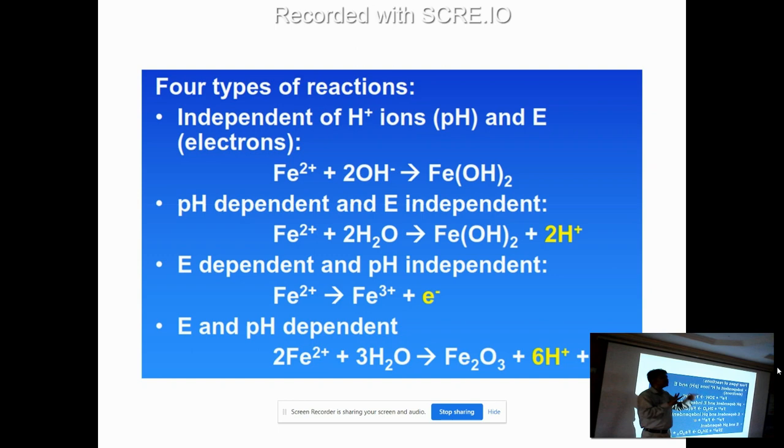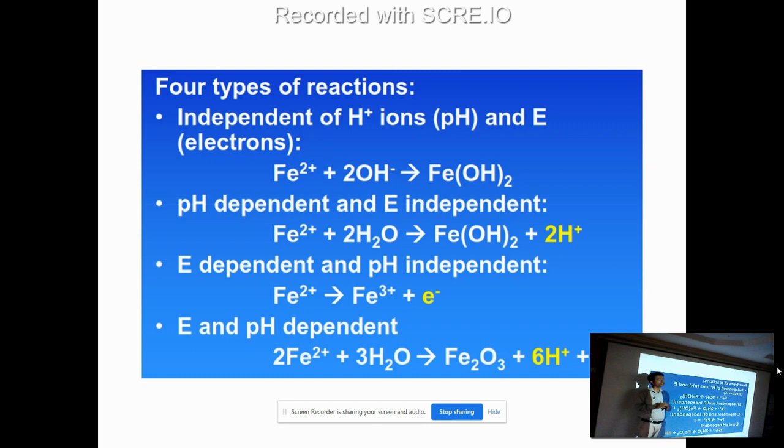study the iron corrosion. Look at the four types of reactions. So you can classify in the diagram where they are, whether they are pH dependent, potential dependent, pH independent, potential independent, or both independent. Both independent means there won't be any pH, there won't be any potential, means there won't be any H plus, there won't be any electron.